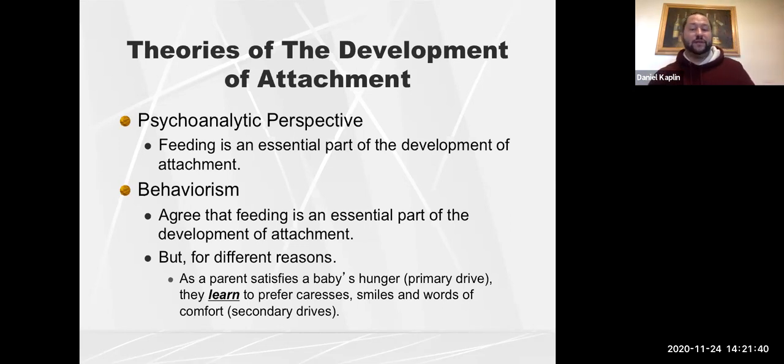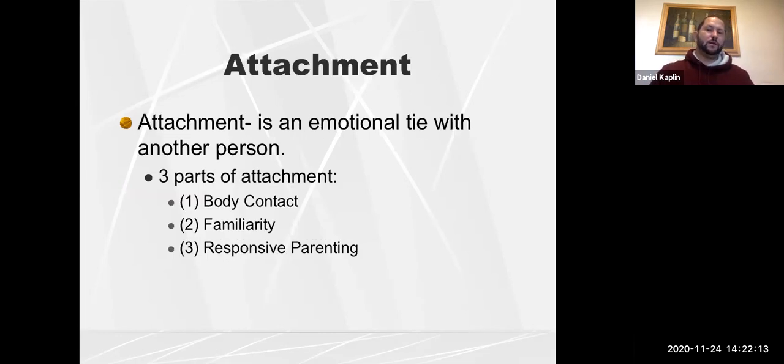Now, when it comes to attachment through the lens of behaviorism, they agree that feeding is an essential part of it, but it's really not about the bond; it's about satisfying the need or reducing hunger, right? From a drive reduction model, they learn to prefer caressing and smiling and all of these things because they link it to reduction of hunger. So let's talk about the three elements of attachment: body contact, familiarity, and responsive parenting.